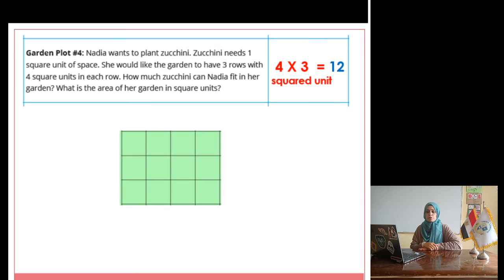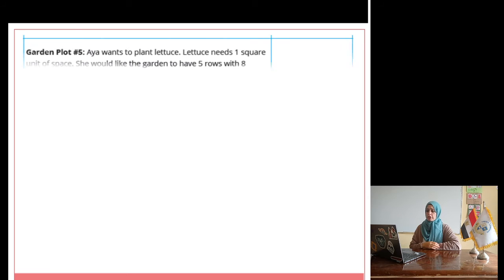It's 3 times 4. And of course, we said that if you exchange the numbers in multiplication, you still get the same answer. 3 times 4 will be the same as 4 times 3. They have the same result. It's 12 square units.